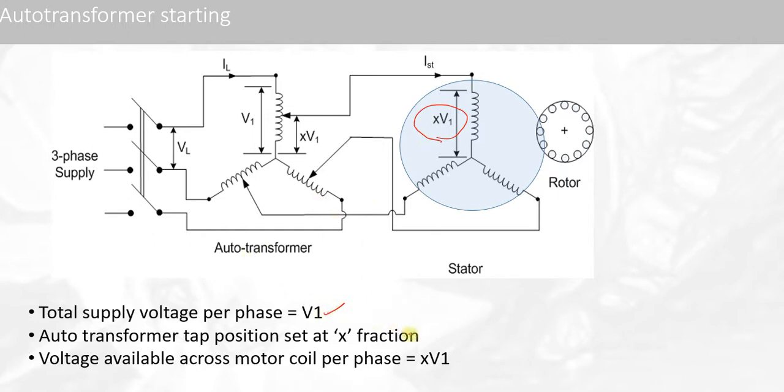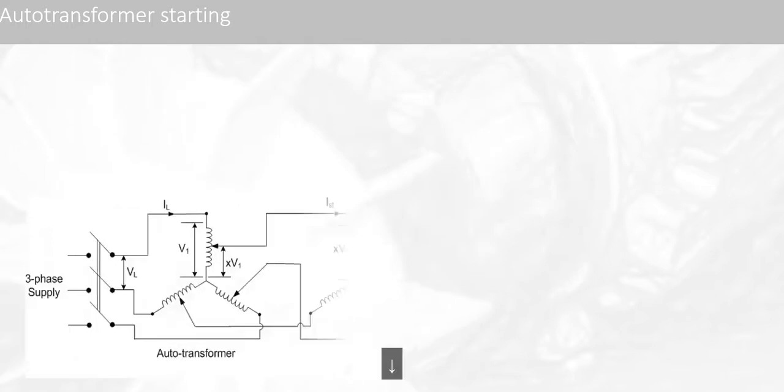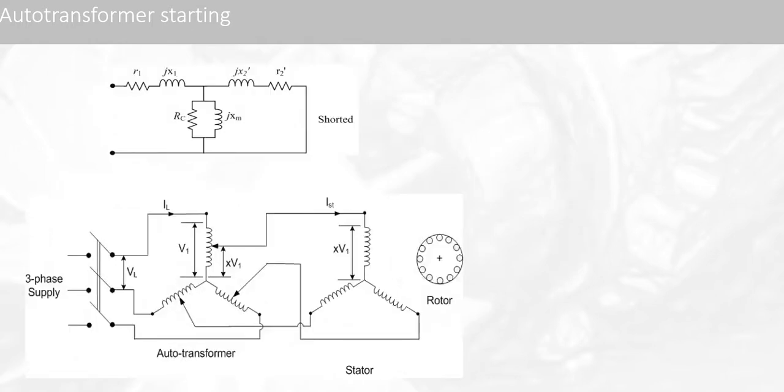Due to the auto transformer, only an X fraction of the total voltage is applied to the motor terminals, so the voltage available across the motor coil per phase is equal to X into V1. Now this is the equivalent circuit of a three-phase induction motor under starting condition. The voltage appearing across the stator winding is X times V1 due to the auto transformer starting. At that time the current flowing through the induction motor is taken as IST.